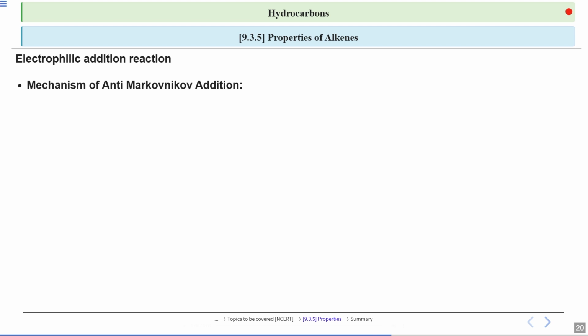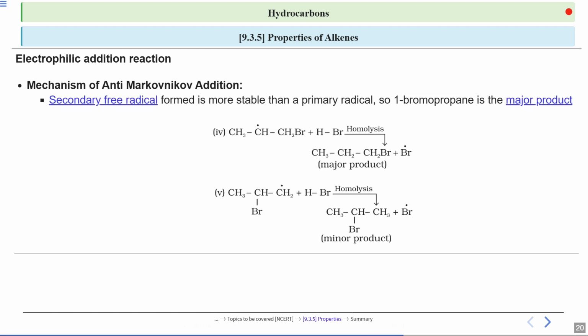Further, moving on with this addition mechanism, you know that your secondary free radical is more stable than a primary radical. So the 1 bromopropane is the major product. How does it end? So the secondary radical reacts with HBr, which again results in homolysis of this HBr. And as a result of this, you get a bromine radical.